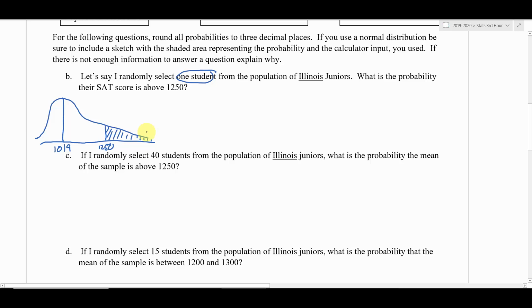And the probability would be the area under that curve over here, right? Because we want to be above 1250. Well, we can't really do anything with this because we don't know how to calculate probabilities on something that is not normal, right? The population is not normal. So we can't use normal CDF. So this is one of those problems that we right now don't know how to solve. We don't really know how to work with distributions that are skew or not normal right now. So we can't actually calculate this probability if we only take one student at a time, right?